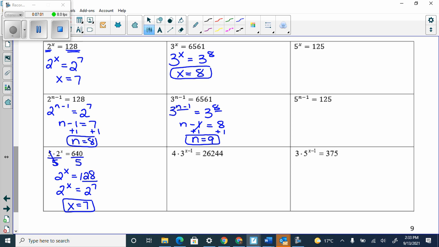What do I have to do on the bottom one first? Divide by 4. I'm going to get 6,561, which is the same as 3 to the 8. Now I have x minus 1 equals 8. Add 1. X equals 9.